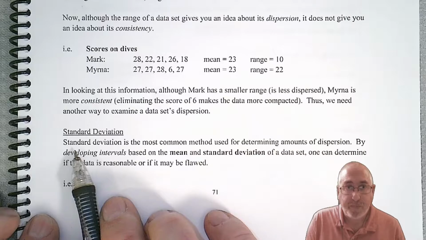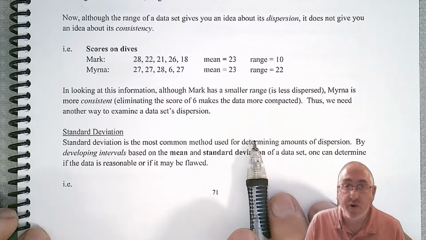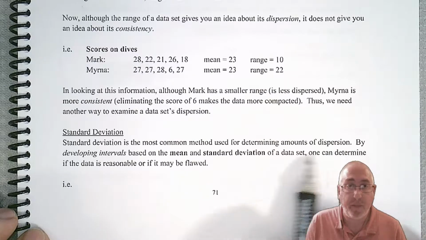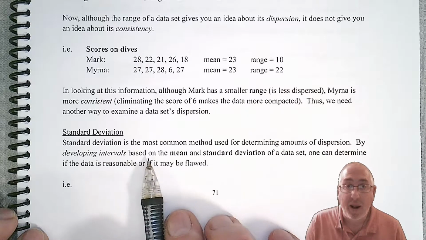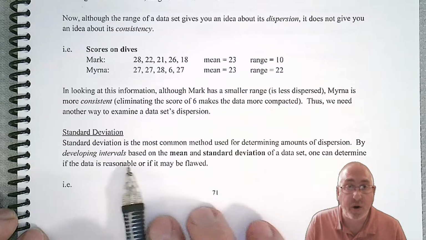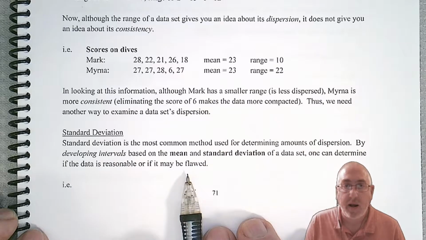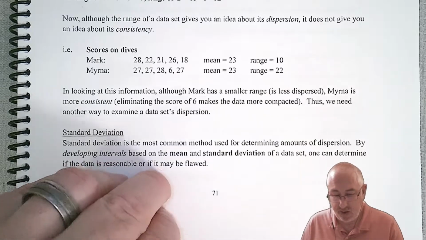Standard deviation is the most common method used for determining amounts of dispersion, by developing intervals based on the mean and standard deviation of the data set. One can determine if the data is reasonable or if it may be flawed. And the example is actually on the next page.